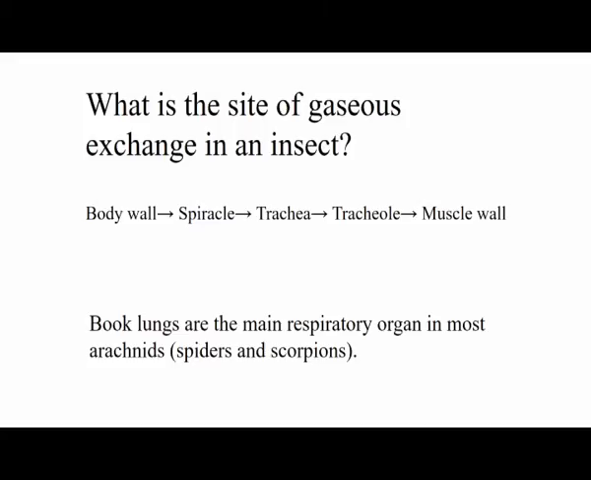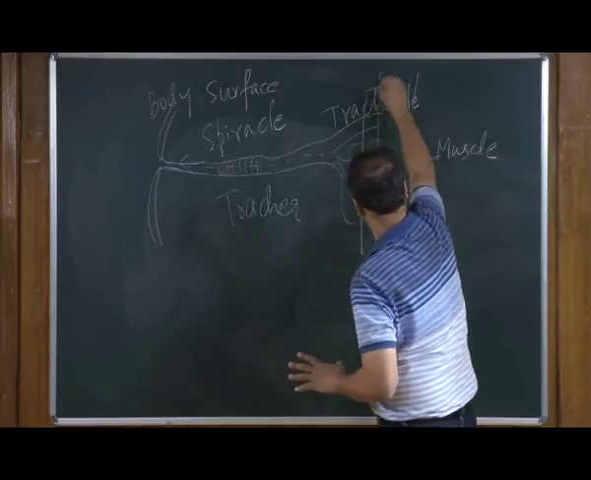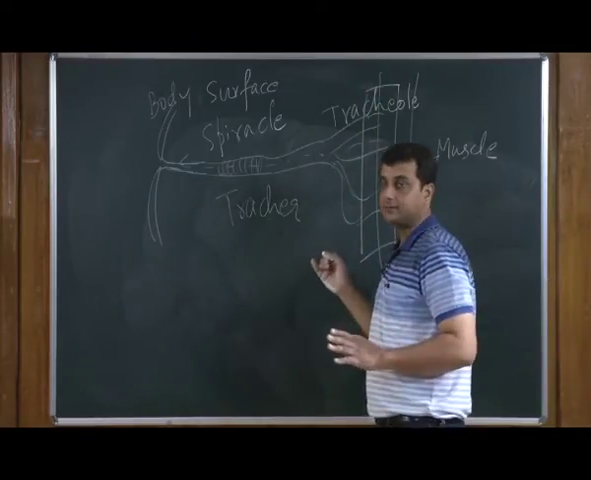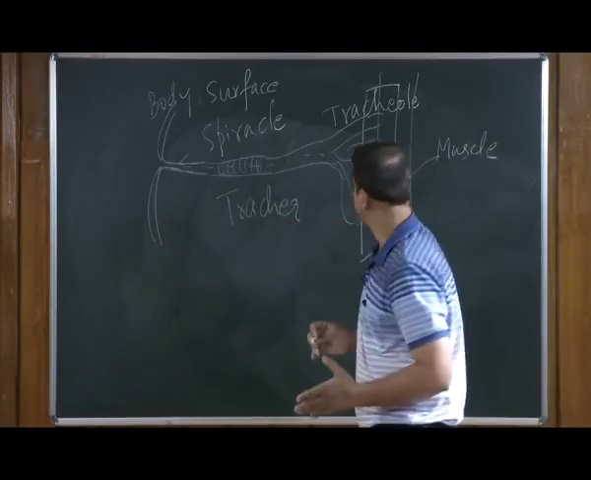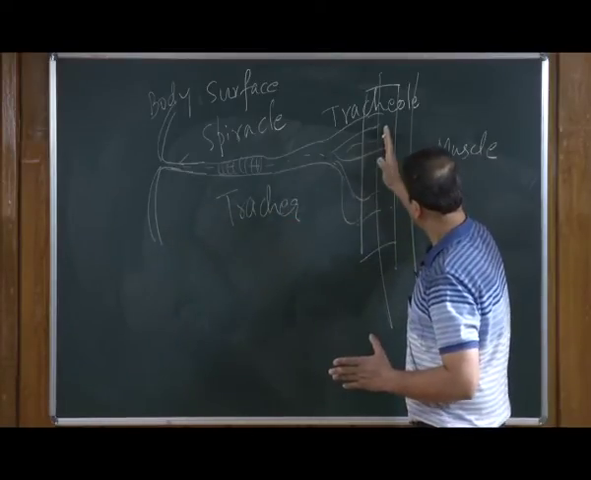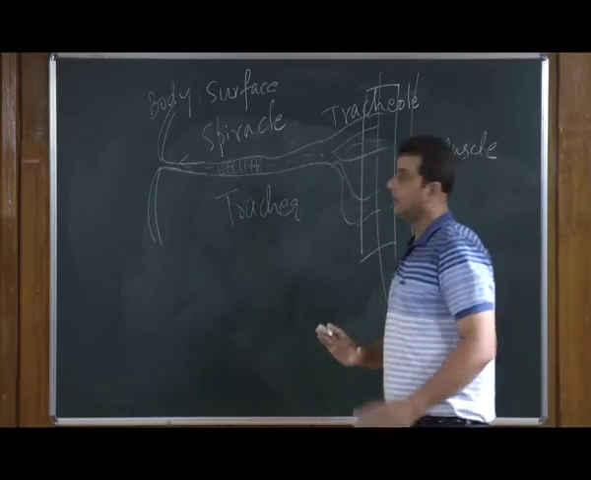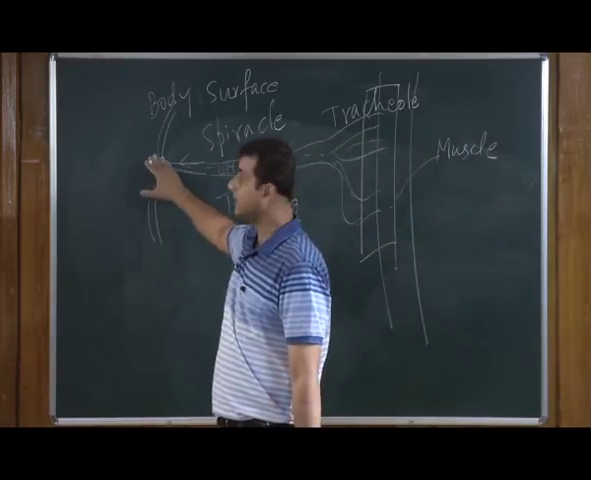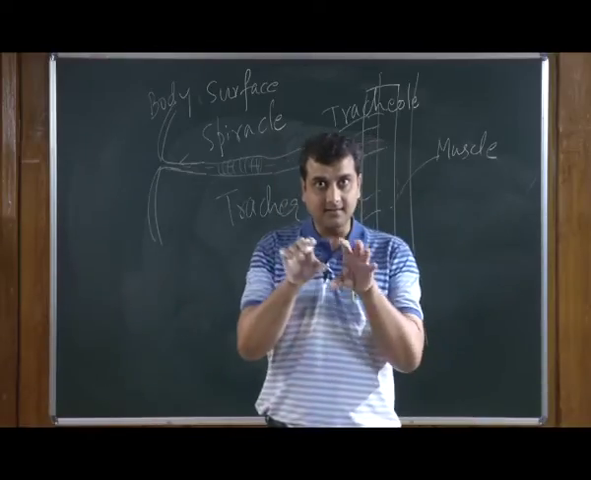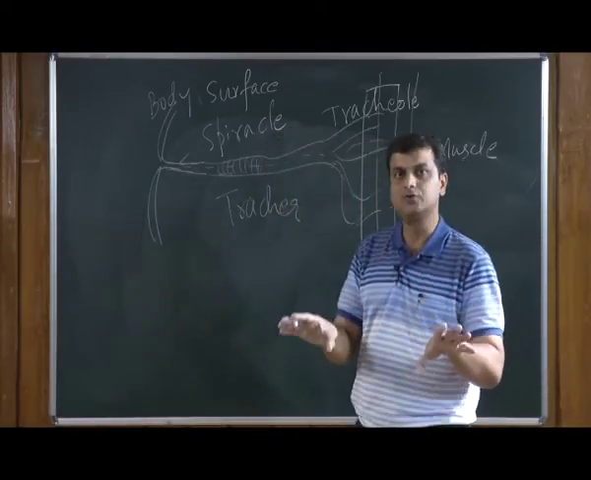So, if you see in the slide what we are saying, the body wall is connected with the spiracle, which continues to the trachea, the trachea continues to tracheoles, and the tracheoles are there in the muscle wall. So, the actual exchanges are happening at the tracheole. This is the site where the exchange of gases takes place, because there is no lung as such. The actual exchange takes place from the tracheoles at the muscle wall, and then it is directly communicated with the outside with the help of the spiracle. So, this is what is there in most insects.